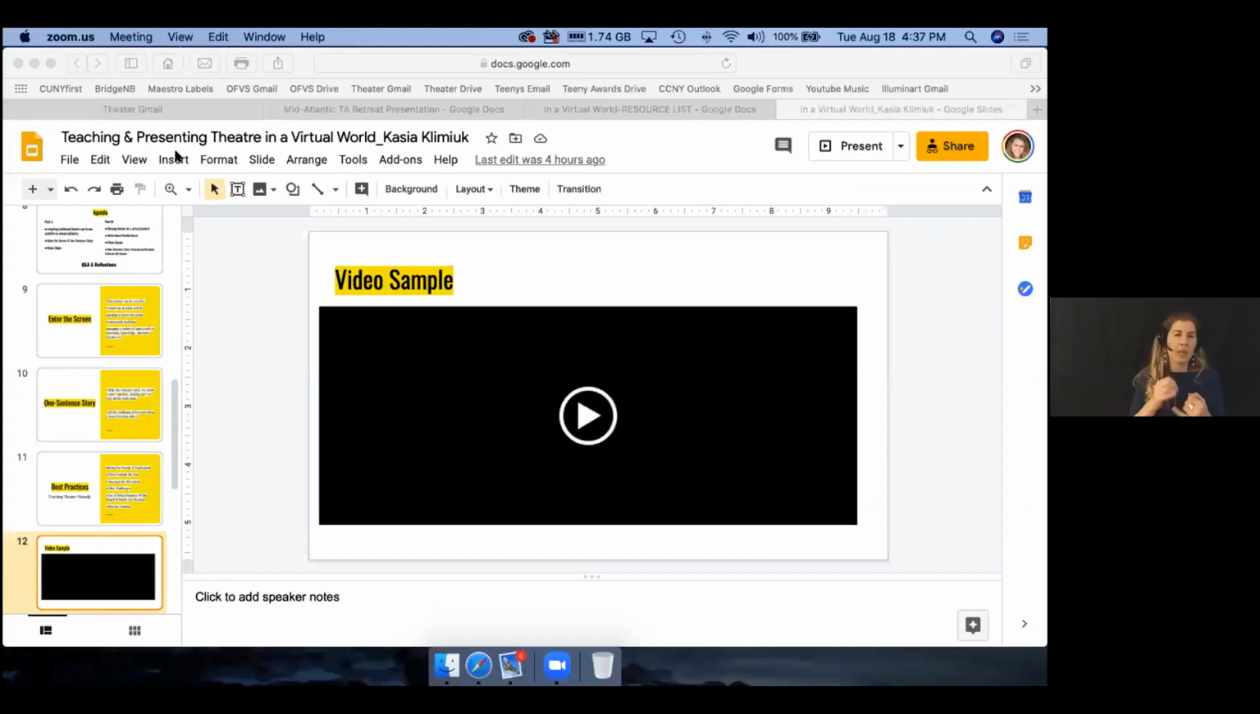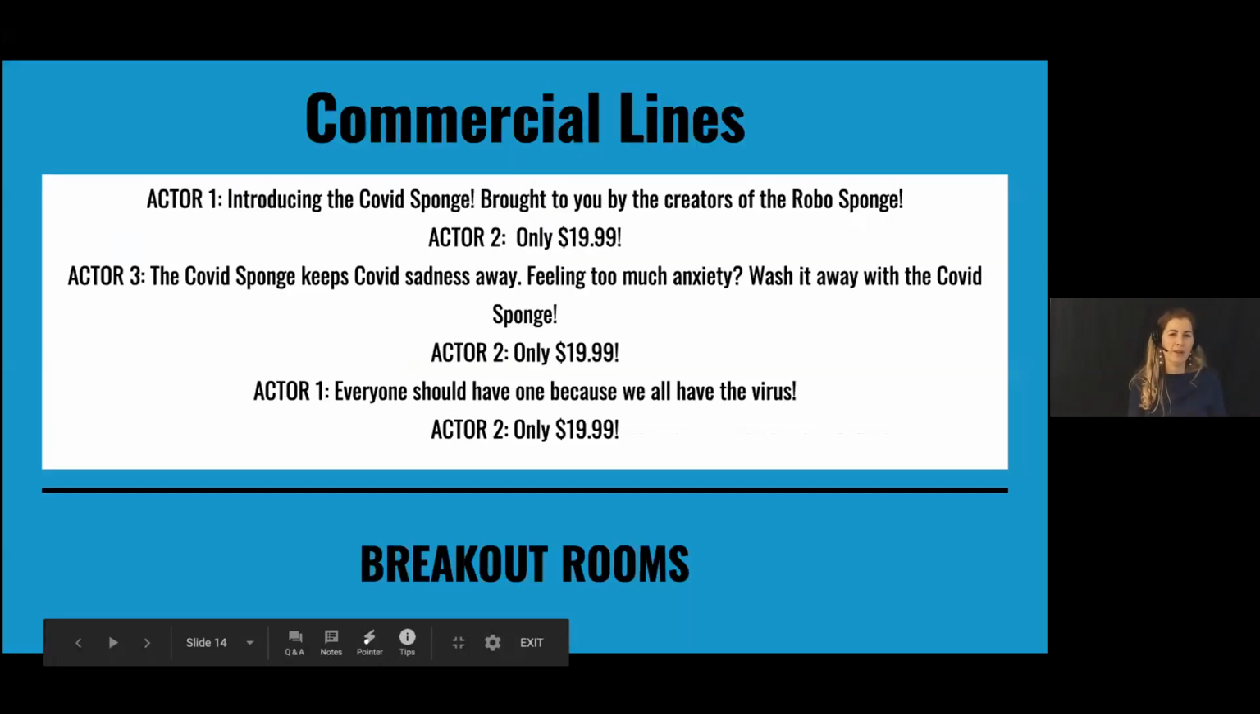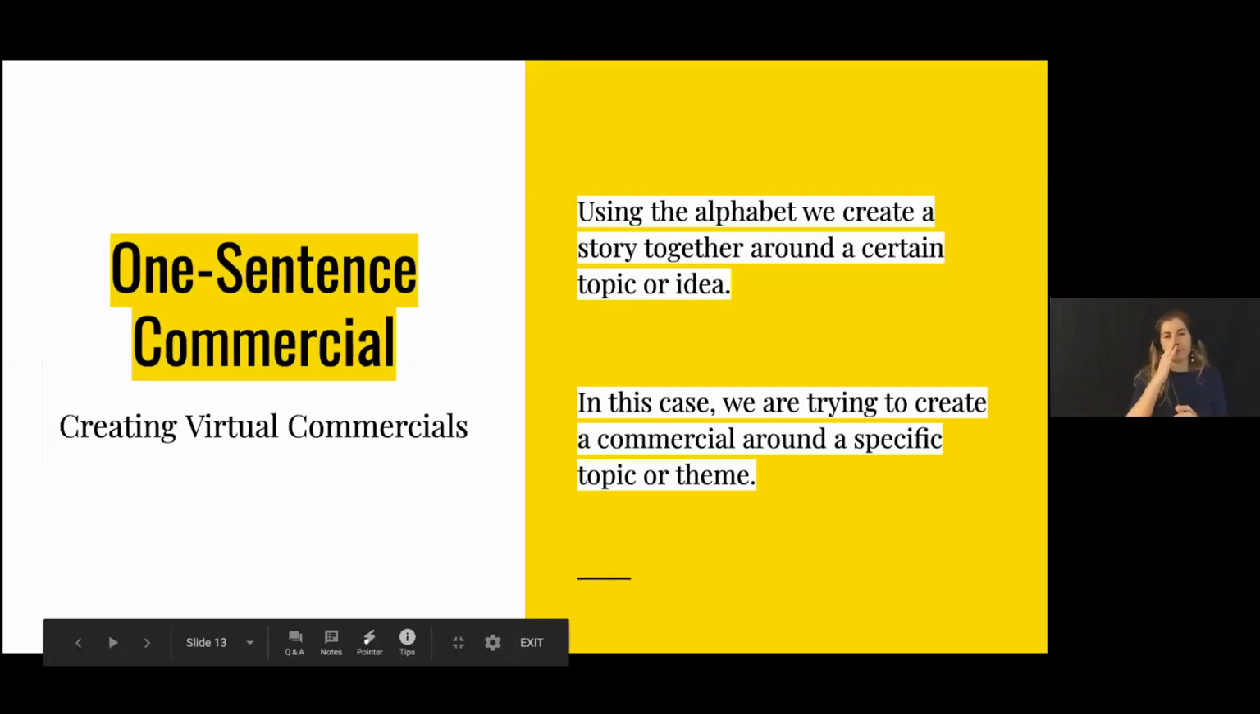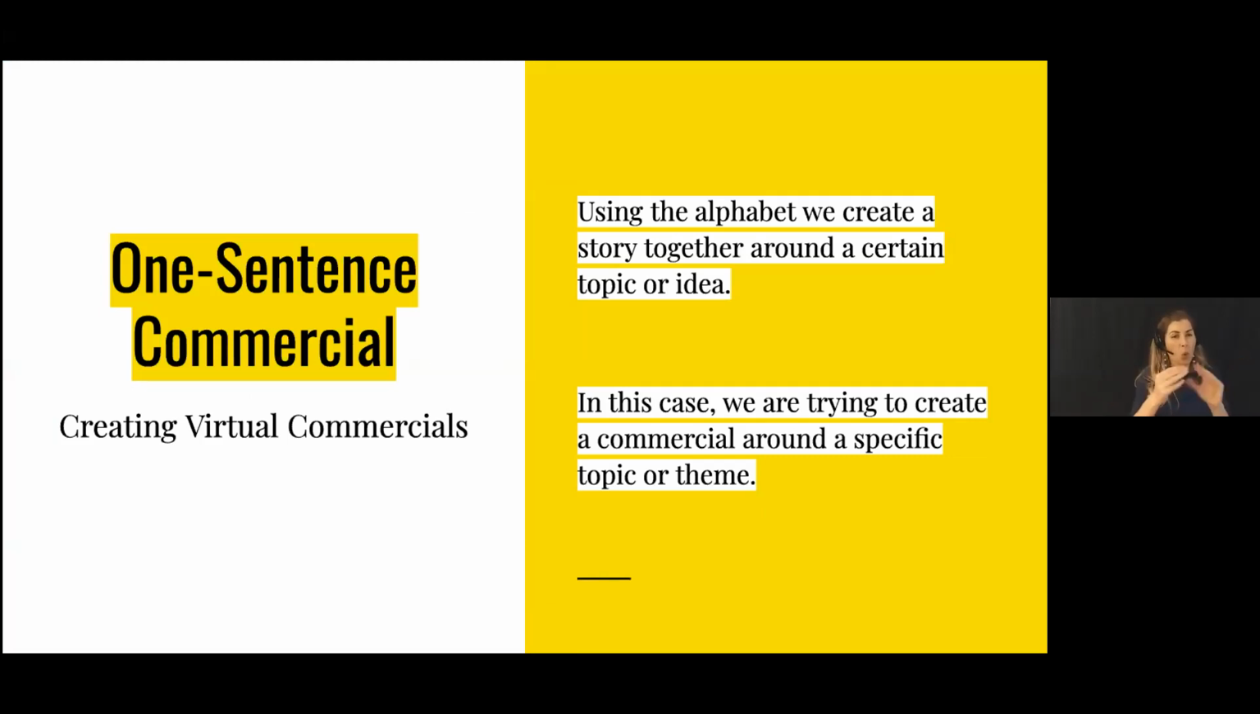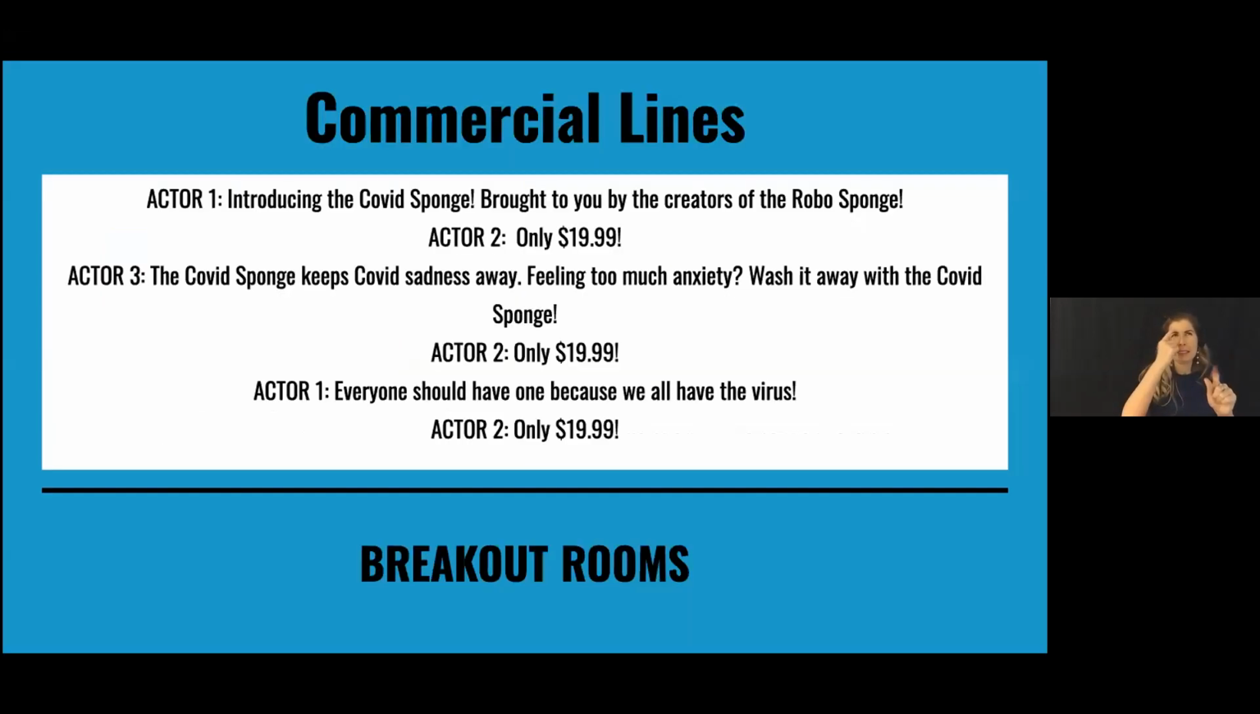And going back to my screen share real quick. The last thing that is kind of going to lead us into the breakout rooms today that I want to share with you all is using one sentence story to build a commercial. So this is just an example of another thing I did in another virtual show where we use the alphabet and the structure of the one sentence story to create a commercial. In this case, you're trying to create it around a specific topic or theme.